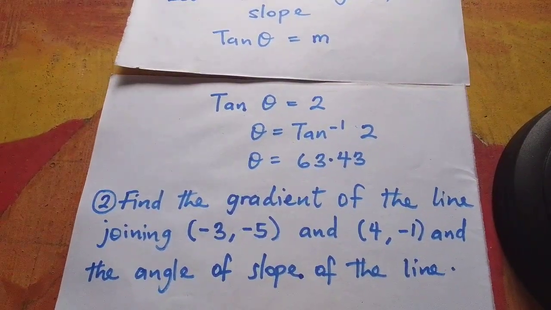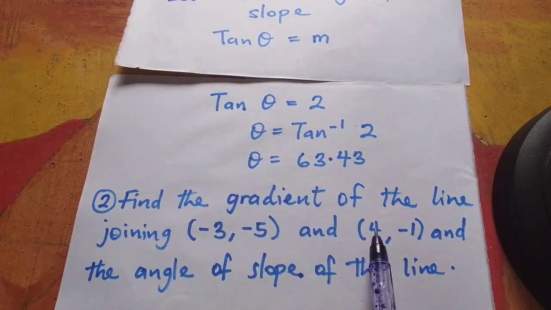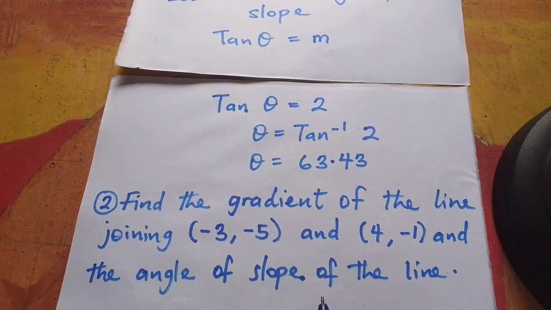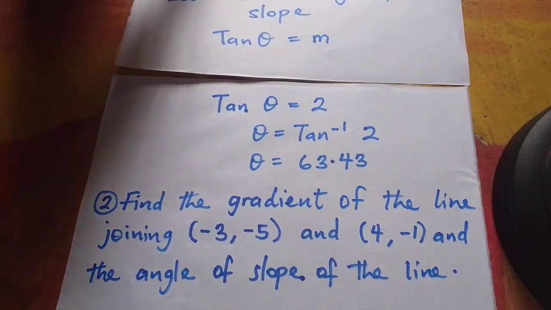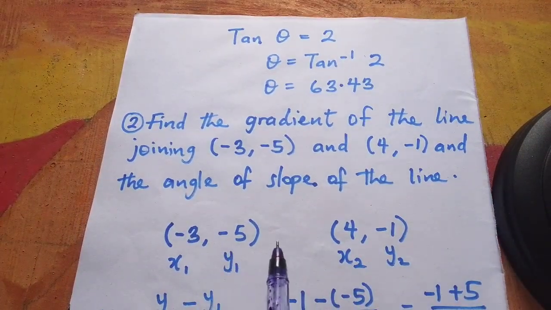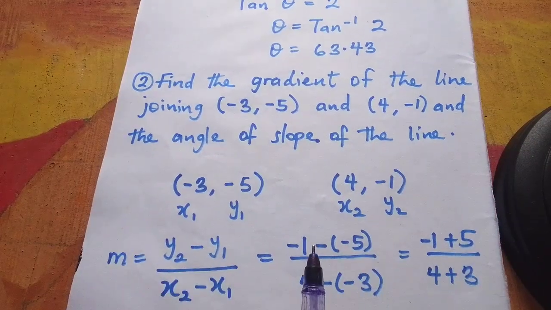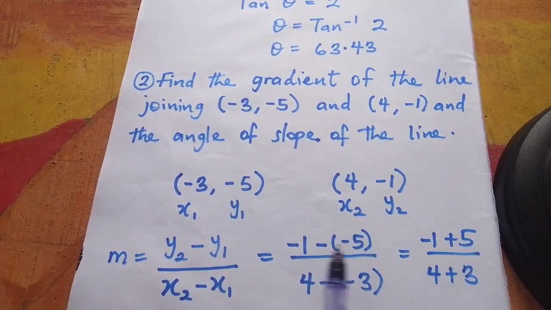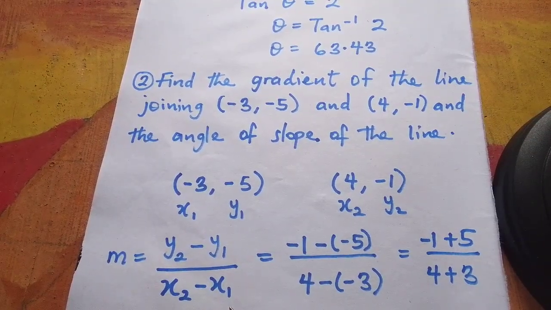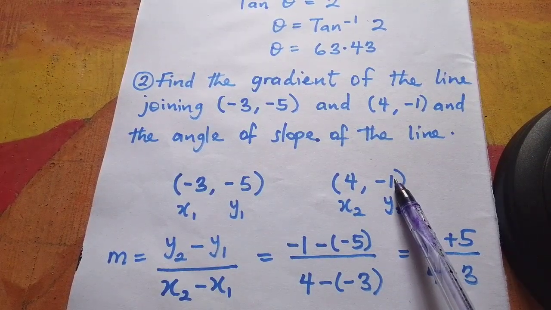Find the gradient of the line joining coordinates (-3, -5) and (4, -1), and the angle of the slope of the line. So if you take the first coordinate, -3, -5, to be x1, y1, and the second coordinate, 4 and -1, to be x2, y2. Now you are to look for the slope, known as the gradient. You will say m is equal to y2 minus y1 over x2 minus x1.